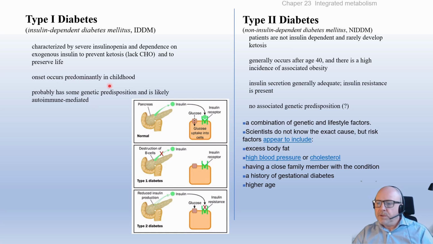It predominantly occurs in childhood, characterized by severe insulinopenia, lack of insulin, and dependence on an exogenous, outside supply of insulin to prevent ketosis, lack of carbohydrates, and to preserve life. So this can be fatal.